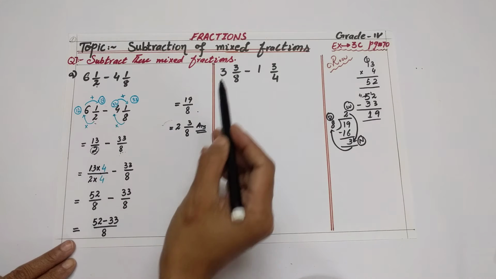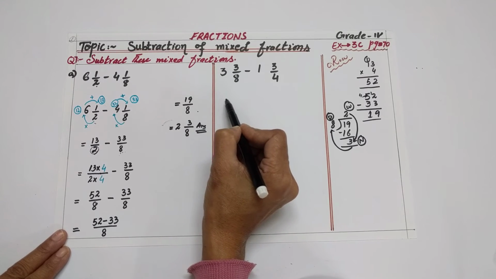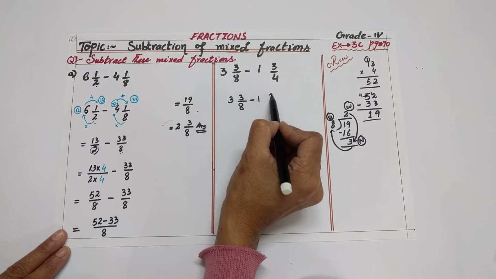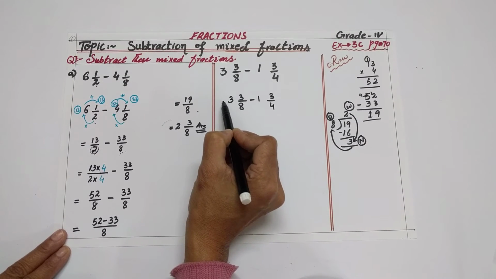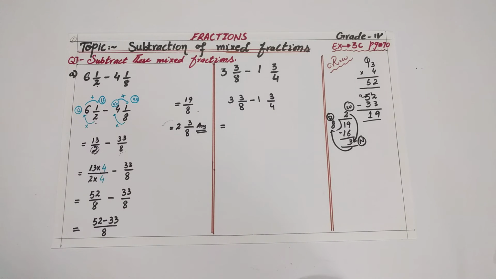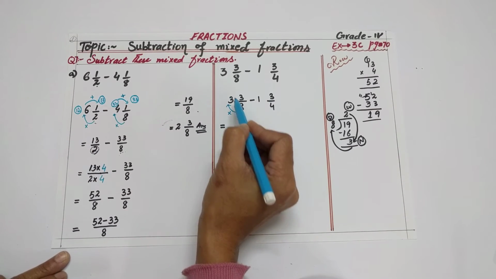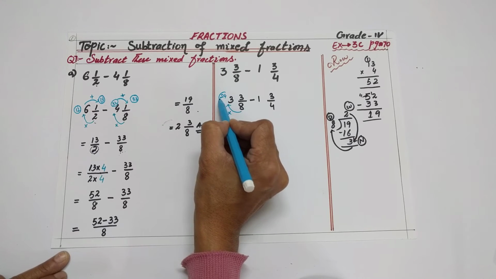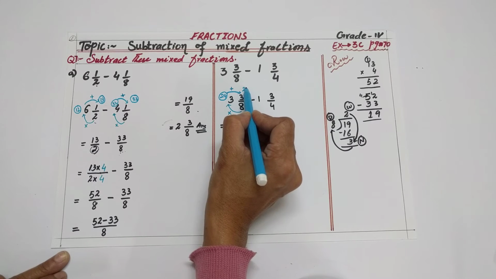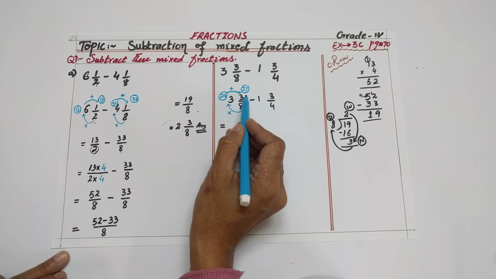The next example is 3 3 by 8 minus 1 3 by 4. Same method. 3 3 by 8 minus 1 3 by 4. Convert the mixed fractions into improper fractions. So let's start. 3 8s are, firstly we will multiply. 3 8s are 24, and 24 plus 3 is equal to 27.